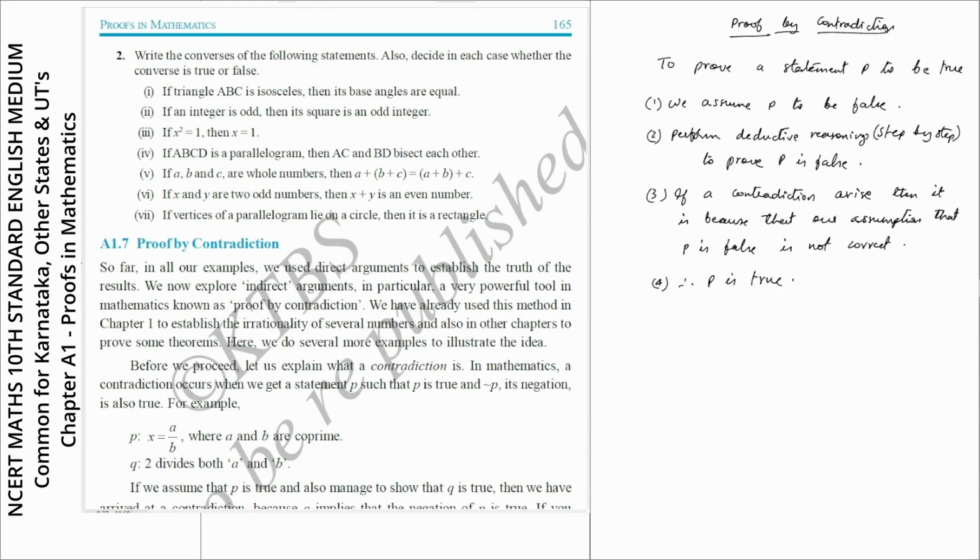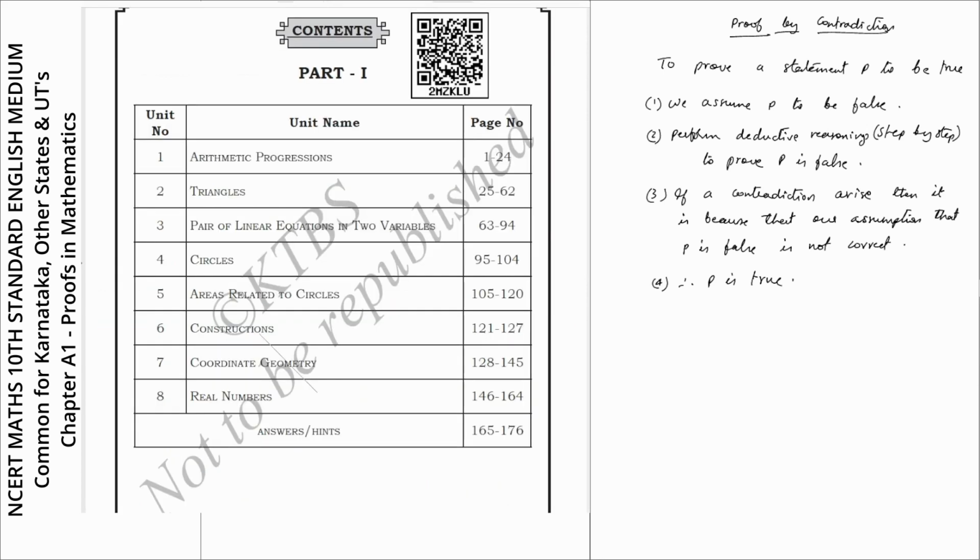The next topic in this chapter is proof by contradiction. So this method we use to prove a given statement, okay, and this is a very powerful tool in mathematics. And here you can read, we have already used this method in chapter 1 to establish the irrationality of several numbers, and also in other chapters to prove some theorems, okay. So chapter 1 means they are referring to real numbers, okay.